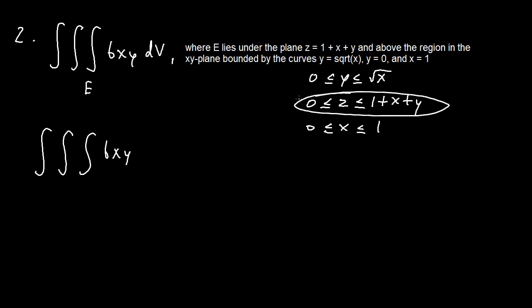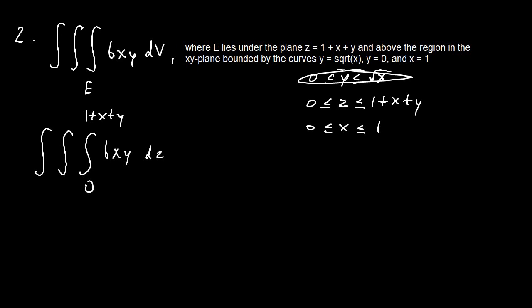So I'm just going to go ahead and put the z bounds first, from 0 to 1 plus x plus y, and dz. Next I'll put the y bounds here, from 0 to the square root of x, and then I'll put dy there. And then we have the x bounds, obviously, from 0 to 1, so I'll put dx on the very outside. So now we can go ahead and actually evaluate this integral.